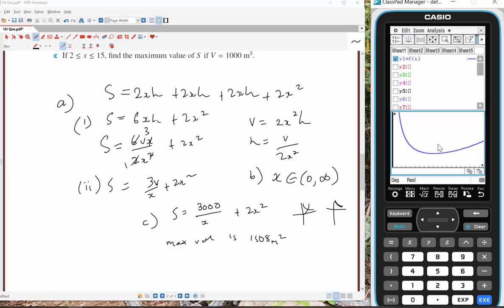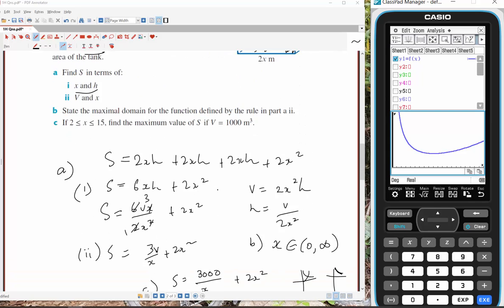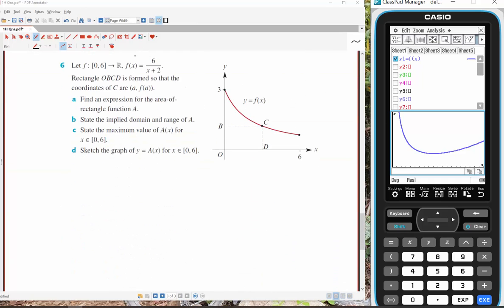At this stage of the course, you really shouldn't know that that's the graph, and I've taught this for a few years now, and I didn't anticipate that that's what the graph would look like. So, CAS style question. All right, so the last problem, let's see, did I answer the question? If it's between 2 and 15, find the max value. Yep, that answers the question. All right, this last one here, we've got a function defined between 0 and 6.